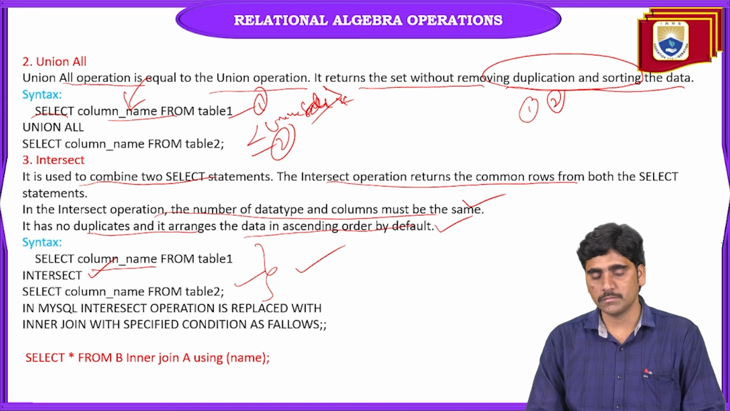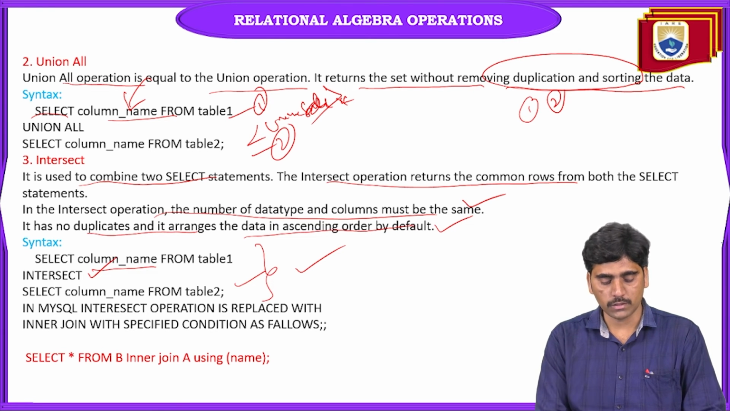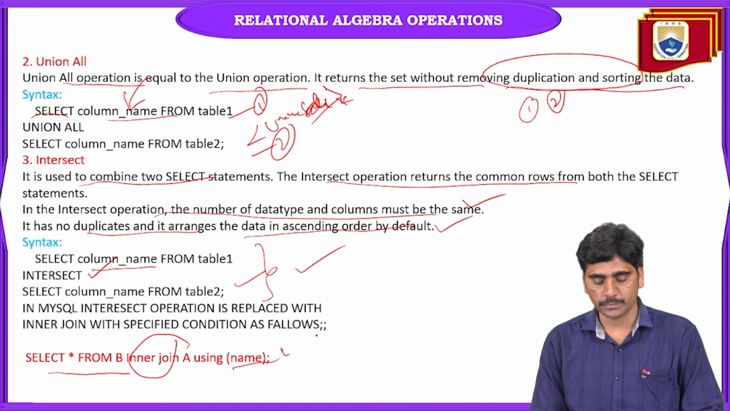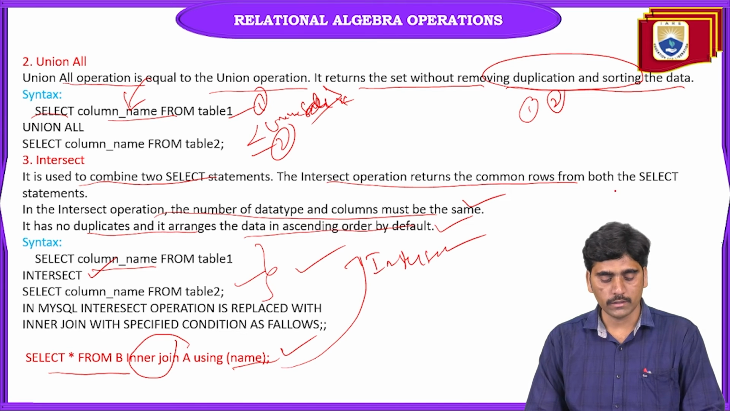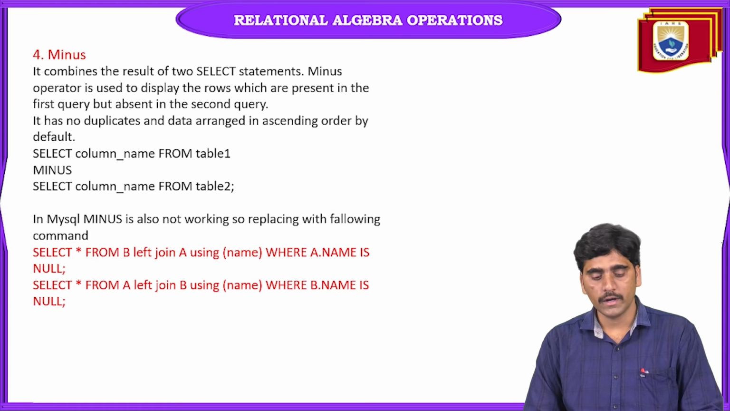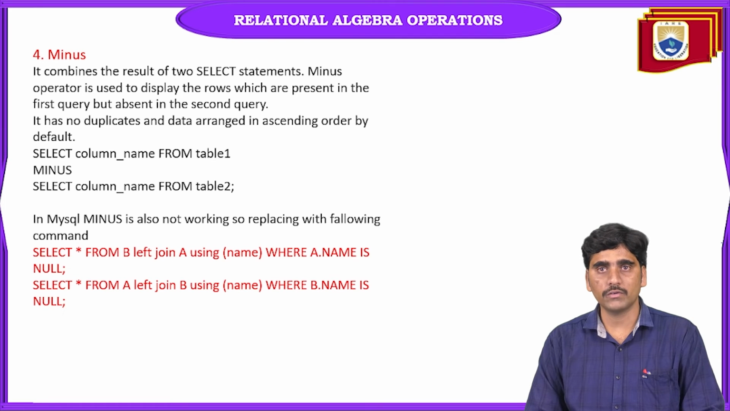But in some databases it may not be supported. If you want to display the same result, instead of the intersect operator, you can use the joins concept also. For that purpose, you can write select star from B inner join with A using name. So like that, you can write the syntax using a join operator instead of the intersection operator. Right? So that is the way you can understand the intersection operator. And minus operator. It combines the result of two select statements.